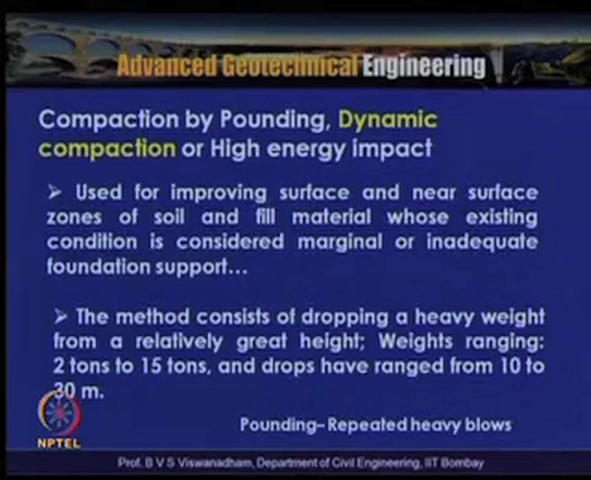The last method is dynamic compaction, which is nothing but dropping a known weight from a known height, which creates primary waves and secondary waves. When this is done in a soil, it causes a rearrangement of the soil particles and displaces them to a denser configuration. This method consists of dropping a weight from a relatively great height. Weights ranging from 2 tons to 15 tons, with drops ranging from 10 to 13 meters, have to be adopted.